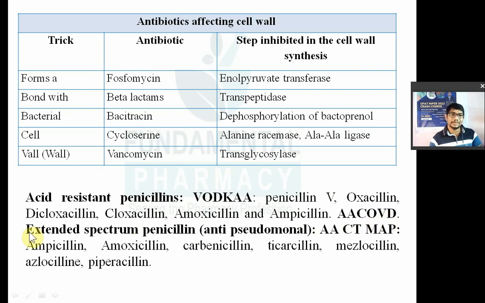You can remember the extended spectrum penicillin or anti-pseudomonal penicillin by one trick known as ACT MAP. CT मतलब ये आपका CT होगा, MAP मतलब A for ampicillin, amoxicillin, C for carbenicillin, T for ticarcillin, M for mezlocillin, and A for azlocillin, P for piperacillin.